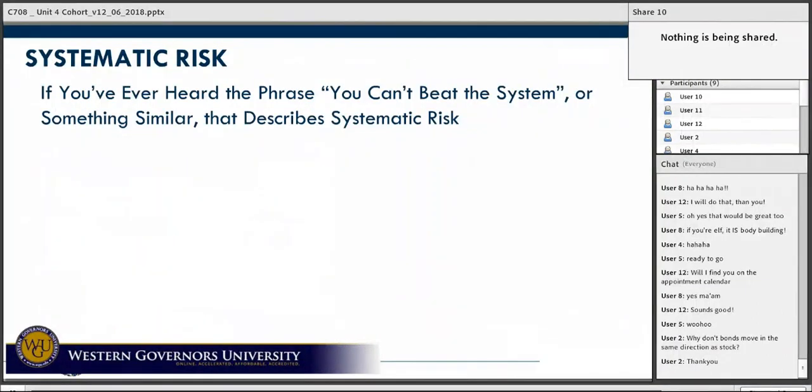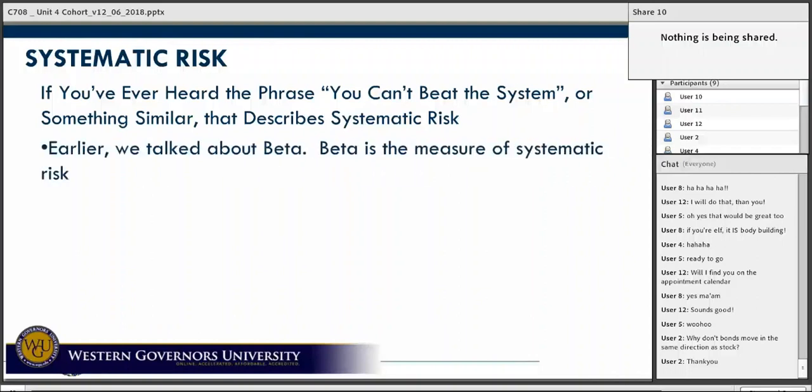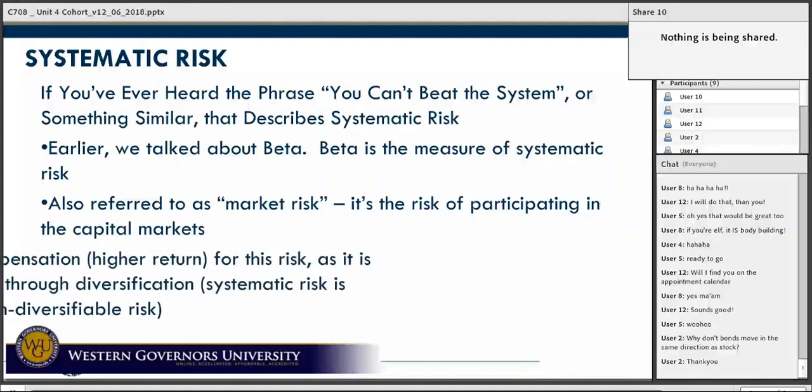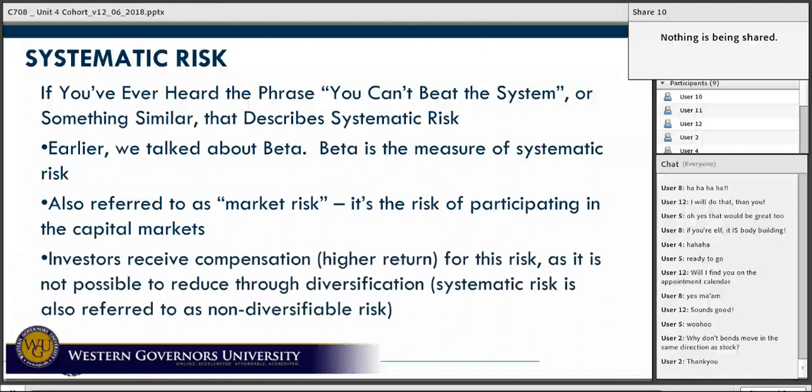And then finally, systematic risk. If you've ever heard the phrase, you can't beat the system, that's systematic risk. What's it describing? Well, we talked about beta, and beta is how we measure it. We also refer to it as market risk. It's the risk of being in the market. You can't avoid systematic risk because it's market risk. You are at risk when you put your money into the stock market.